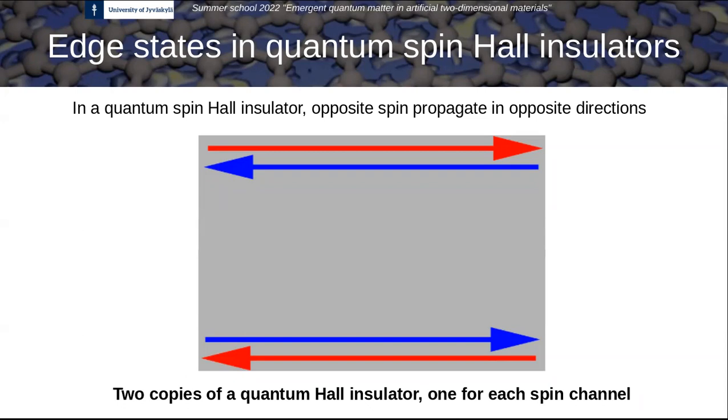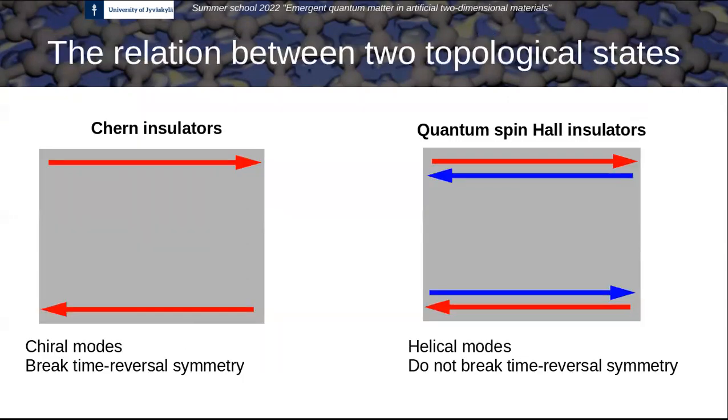So if you think just in a pictorial way, when you see this picture, you can just think that we just make two copies of a quantum Hall state or two copies of a Chern insulator. We take a Chern insulator, we take the opposite Chern insulator for the blue spin, we put them together, and we essentially get a quantum spin Hall insulator. And even though that seems like an oversimplistic picture, that is actually a very good picture to understand quantum spin Hall insulators. So essentially, let us just compare Chern insulators with quantum spin Hall insulators.